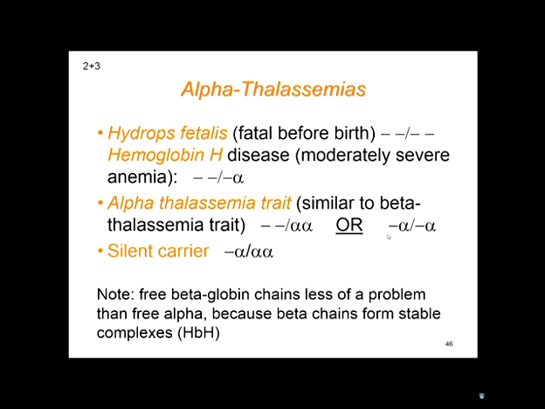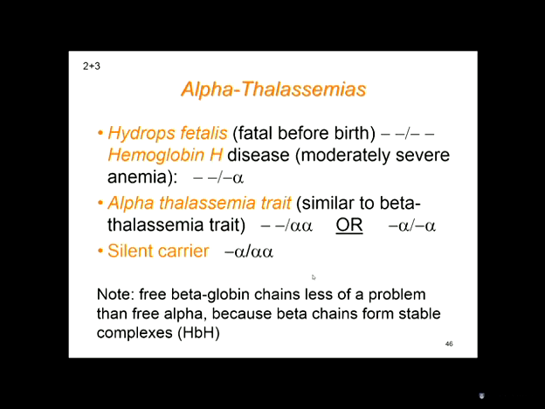In alpha thalassemias, the problem is somewhat different. First of all, if there are no alpha chains, because both the genes are completely disabled, it's fatal before birth, and it's called hydrops fetalis. And then there are three other forms: hemoglobin H disease, alpha thalassemia trait, and finally silent carrier. You can just look at these and think about exactly what this all means. It's all pretty self-explanatory. You just have to remember that hemoglobin H is a moderately severe anemia, in a way somewhat similar to beta thalassemia major, and the trait is a less severe problem.